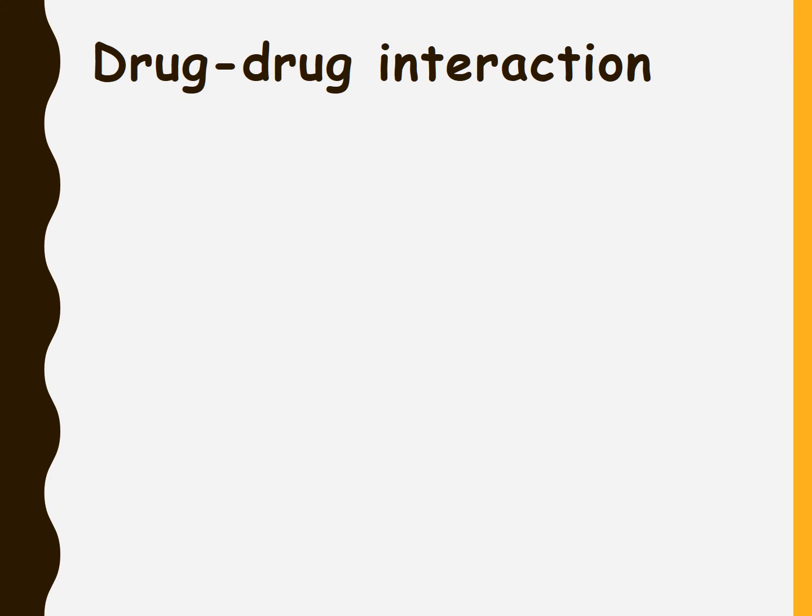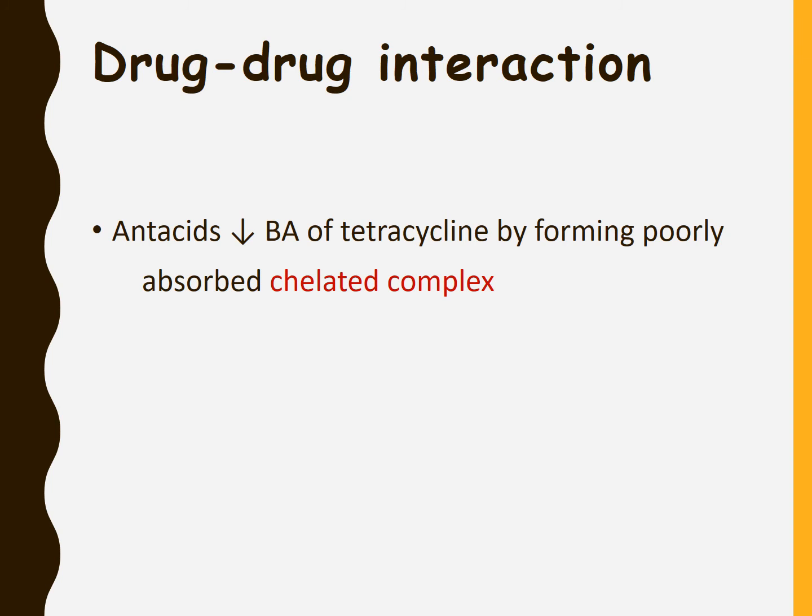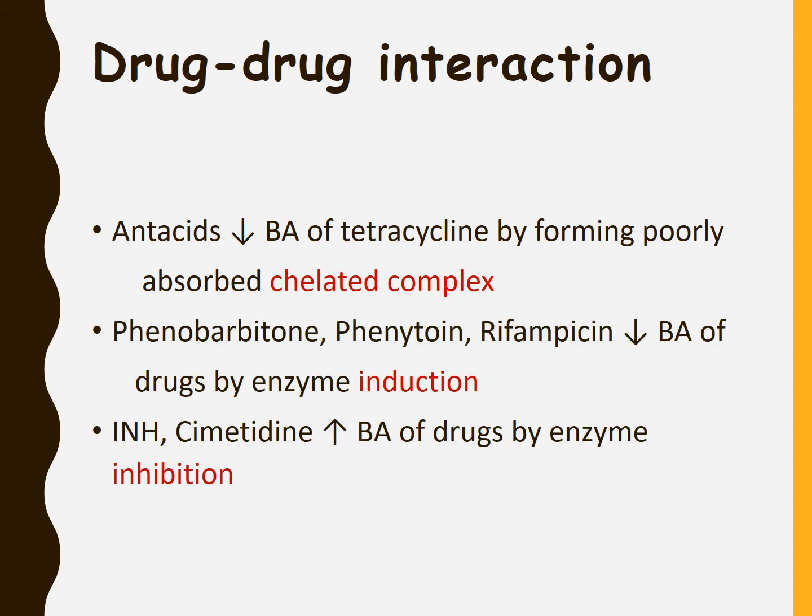And drug interactions: two drugs can interact. For example, when an antacid is used along with tetracycline, the antacid decreases the bioavailability of tetracycline by forming a poorly absorbed chelating complex. So if tetracycline and antacid are given at the same time, the tetracycline will combine with the antacid and form complexes which will not be absorbed. So it reduces the efficacy of tetracycline.